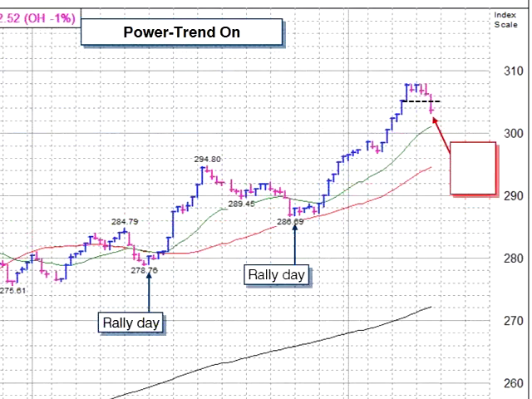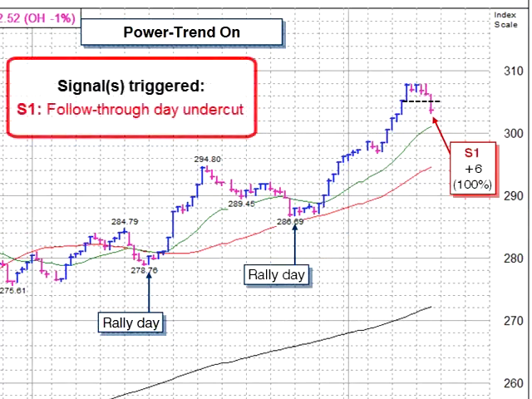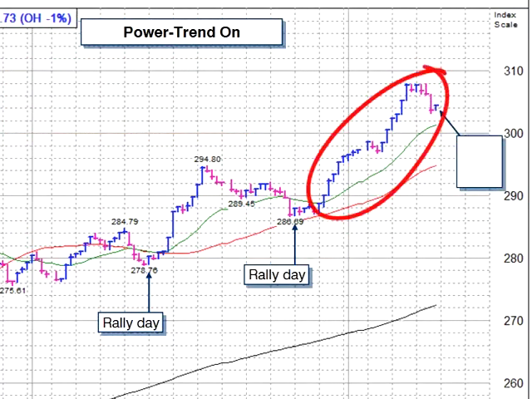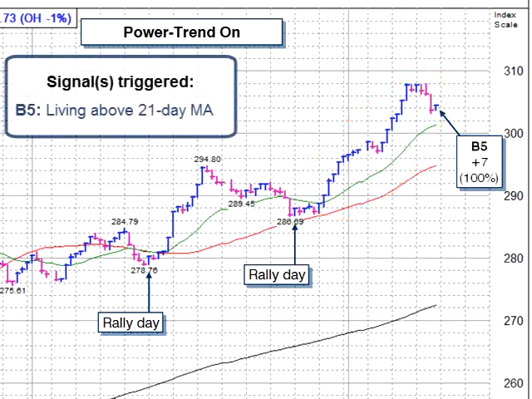All right, now it's starting to top a little bit, and we are closing below that follow-through day, the intraday low of it. So that's an S1, puts us to a +6. We're continuing to live above that 21 day, so we get another B5. So basically, as long as you're above the 21 day, every 5 or so days, if it's an up day, you're going to add a buy signal. It's going to keep forcing you to stay exposed in the market.